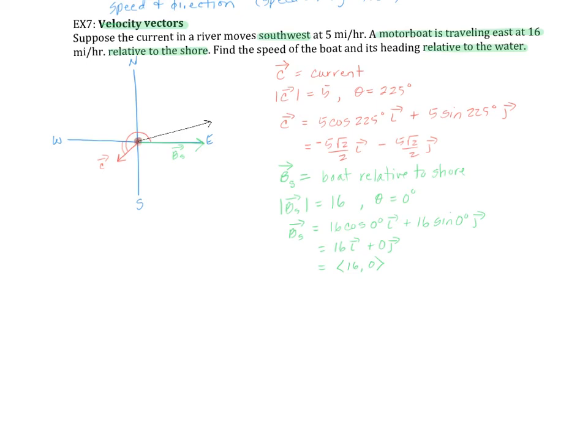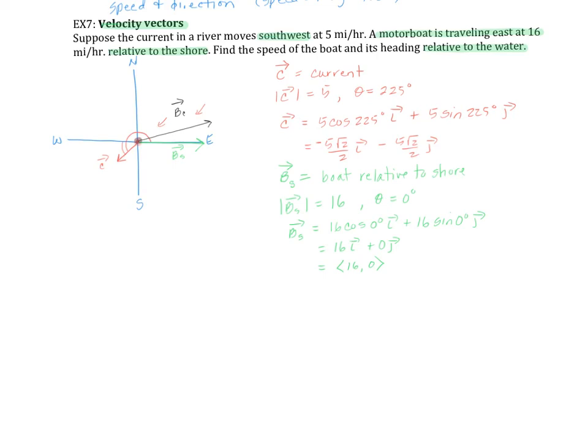Because the current is going southwest. If this black vector is representing the boat relative to the water or current, that means it's a boat without the current affecting it. So if the current is affecting this boat, it's going to push it down, and it's going to actually slow it down because of the direction that the current's going in. Okay? And then the resultant vector would be the green vector that represents the boat relative to the shore.